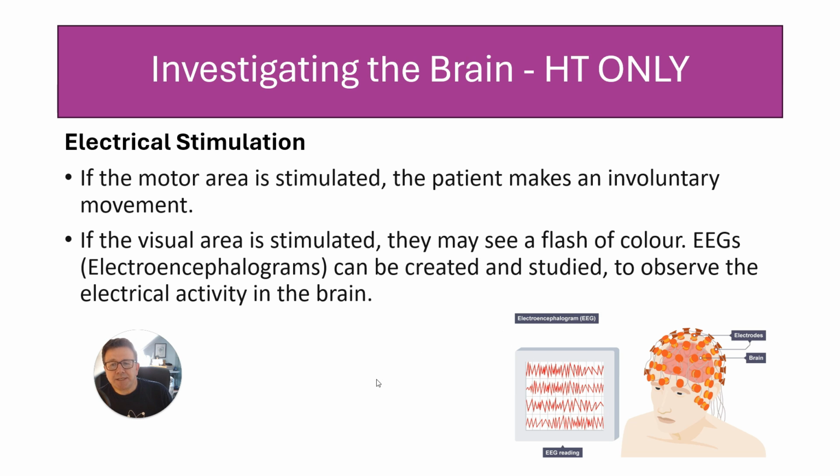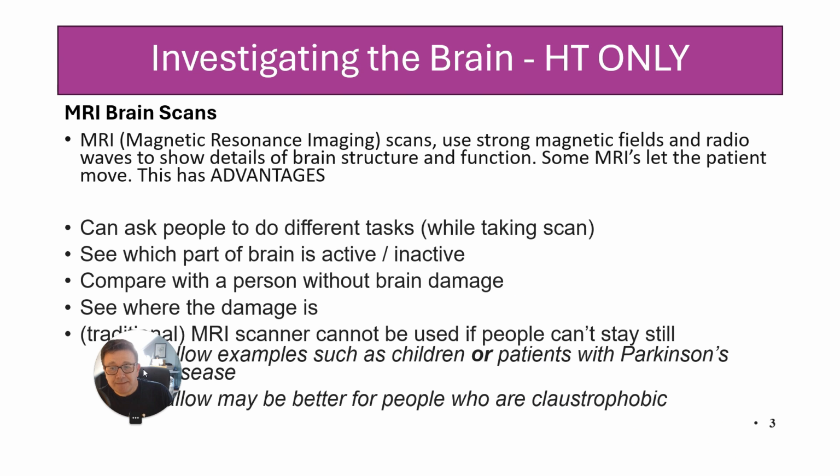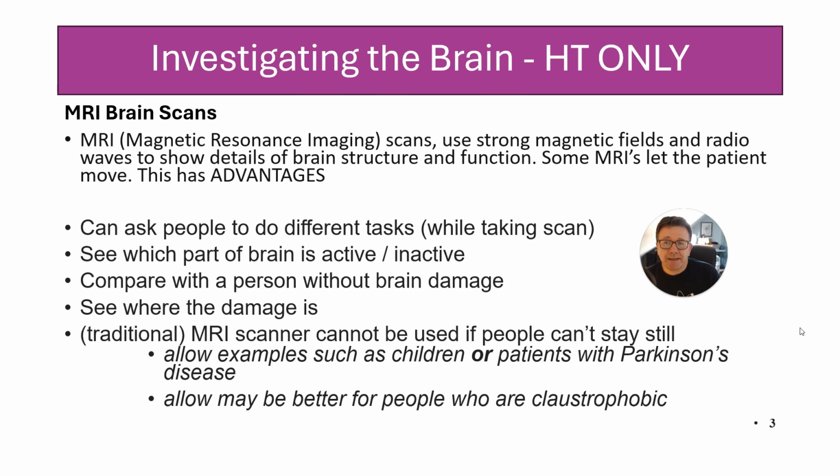EEGs, you don't need to know what it stands for, can be created and studied to observe the electrical activity in the brain. More likely, I think, is MRI brain scans, because they use a strong magnetic field and radio waves to show details of brain structure. Some MRIs do let the patient move, so there are real advantages of that. You can ask people to do different tasks.